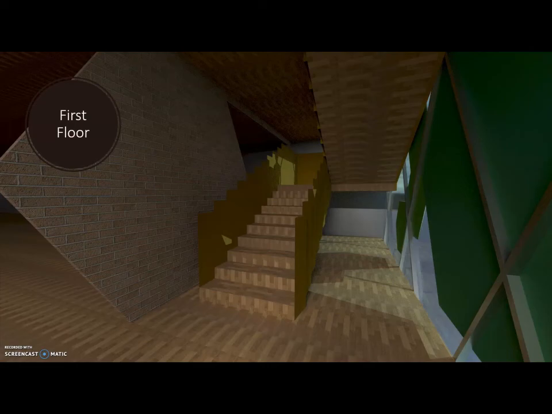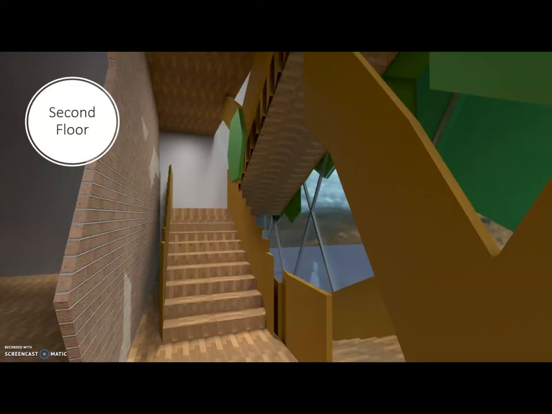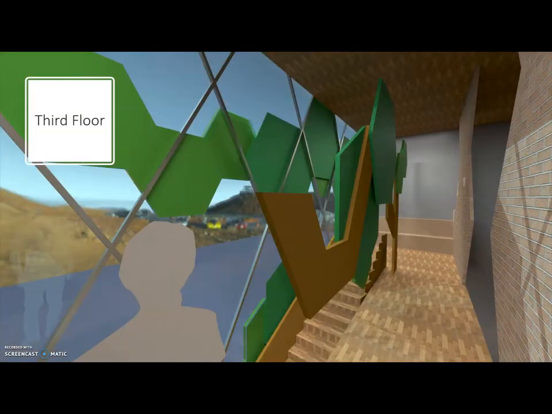This is the inside of the fifth floor. This is the second floor. This is the third floor. I consider this floor more for the view, where you can see more outside and interact more with the layers inside.